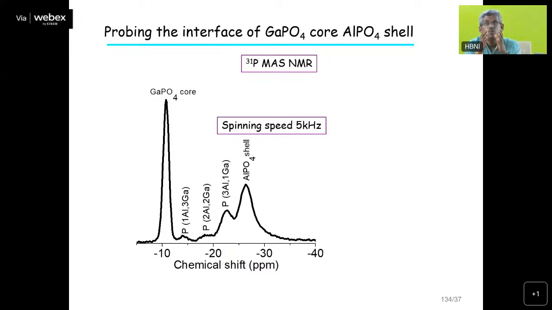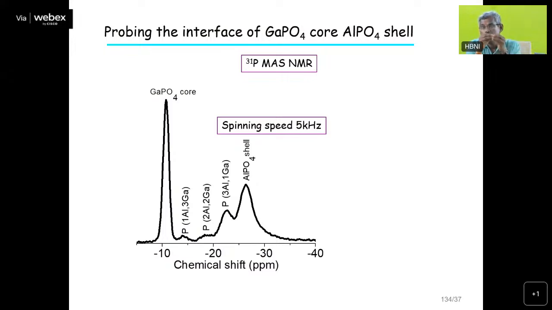So let us see how core shell particles can be characterized by P31 mass NMR. Normally people characterize core shell nanoparticles by recording TEM, transmission electron microscopy, or atomic force microscopy, or other techniques, or luminescence, etc. But using NMR also, you can characterize a core shell. All core shell particles you cannot characterize, but some representative core shell particles can be characterized by P31 magic angle spinning NMR. How do you prepare core shell particles?